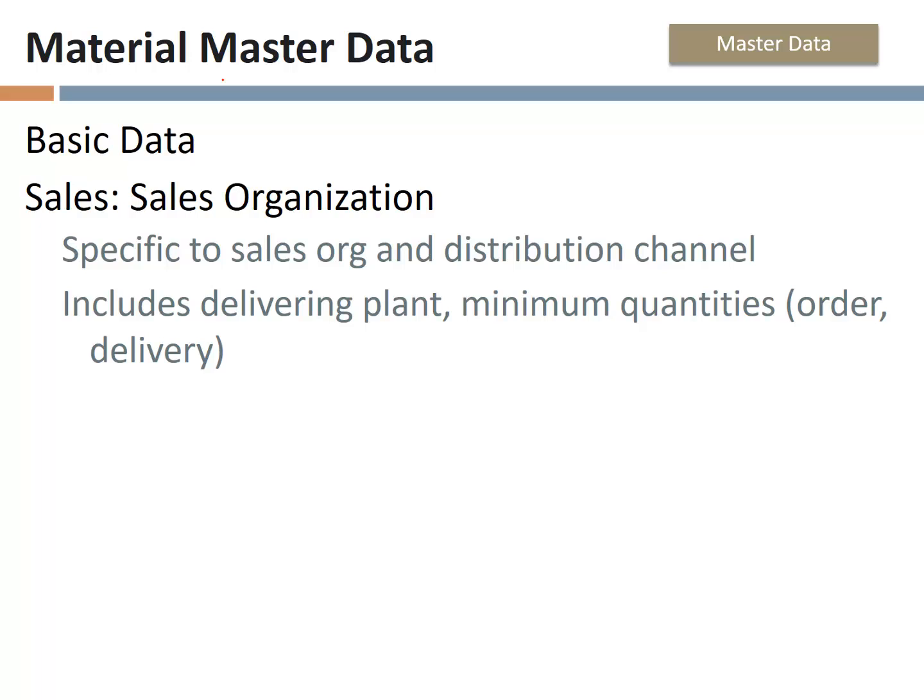Let's talk about both of those things for a moment and why this makes sense. The West Coast sales organization sells on the West Coast of the U.S. Their plant is in San Diego. The East Coast sales organization, surprise, surprise, sells on the East Coast of the United States, and their distribution center, their delivering plant, is in Atlanta. So that's what this gives us the ability to do.